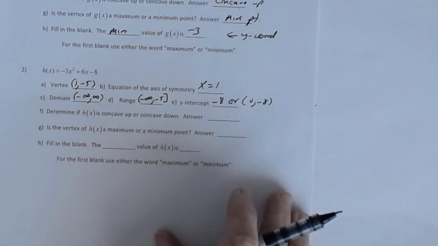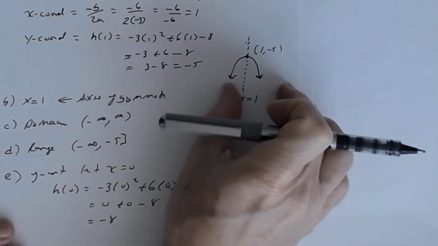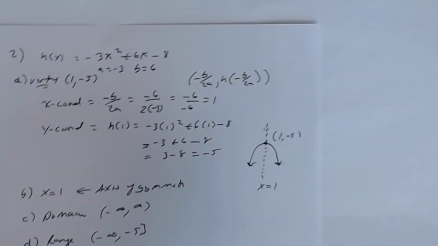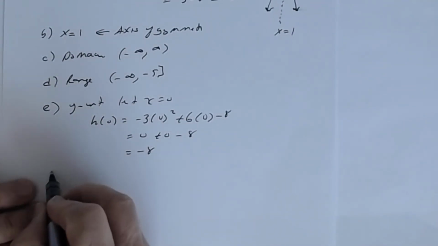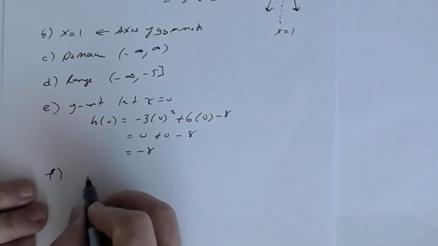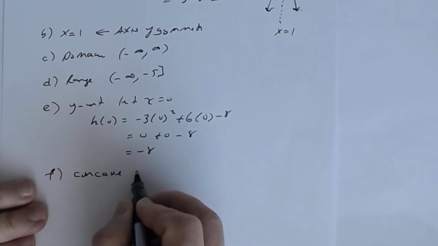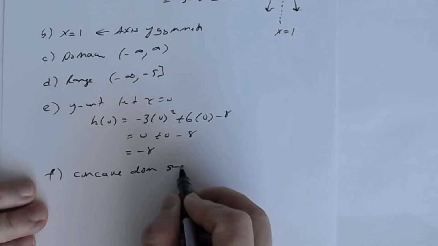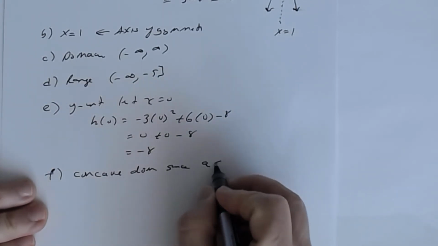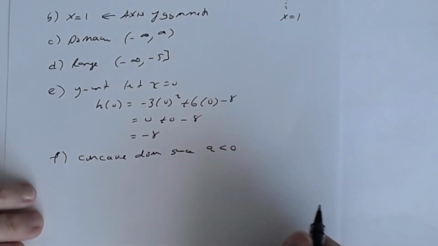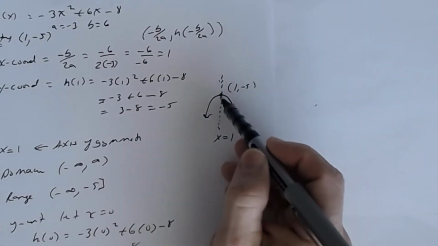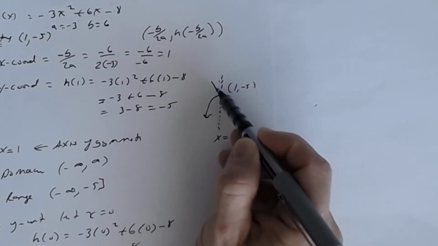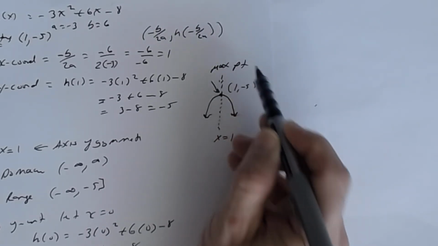Okay, so now we also know that the parabola is opening down, right? So it's concave down. We knew that just by looking at a. So if a is negative, it opens down, it's concave down. So for F, we're going to say it's concave down since a is negative, less than 0. All right, and then G, remember, they want to know, is the vertex a maximum or minimum point? Well, you know that it's a maximum point, right? That's the highest point on the graph. So that's a maximum point, okay?